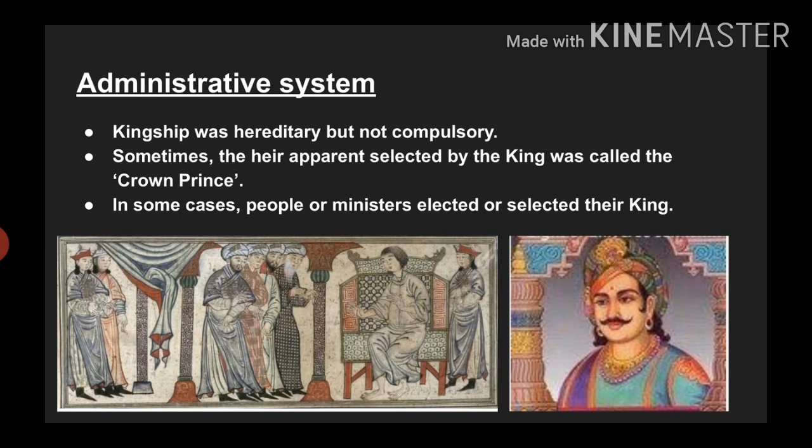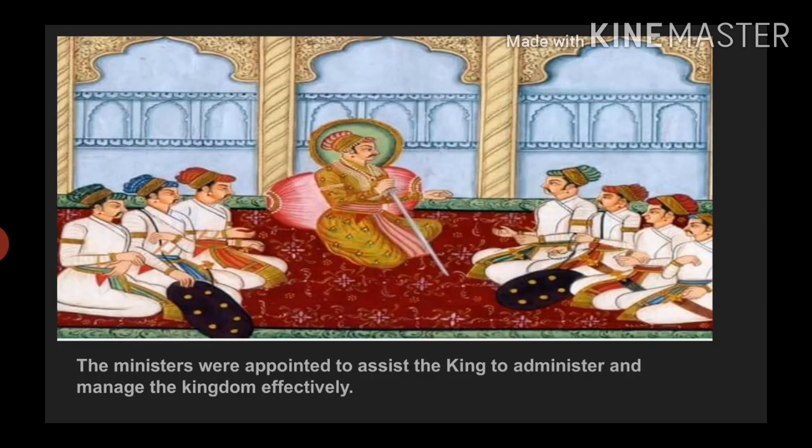Examples in this chapter have been given about Kashmir, where King Yashaskara was selected and enthroned by the Brahmin group, and in Gujarat, Kumarpal was selected as the successor by the Council of Ministers. The ministers were appointed to assist the king to administer and manage the kingdom effectively. Yet, at times people became victims of the wrong administrative policies of some of the kings.